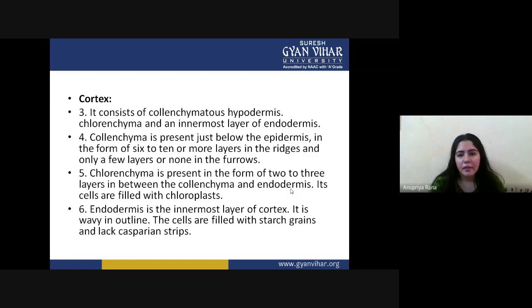Lastly, the first layer of the cortex is the hypodermis, made up of collenchymatous cells. Endodermis is always the last layer of the cortex. The layer just above the endodermis, where the cortex almost ends, is the layer of chlorenchyma cells. Chlorenchyma cells are the cells which have chlorophyll inside them. Any parenchyma having chlorophyll inside the cells will be called chlorenchyma. Don't get confused between collenchyma and chlorenchyma.